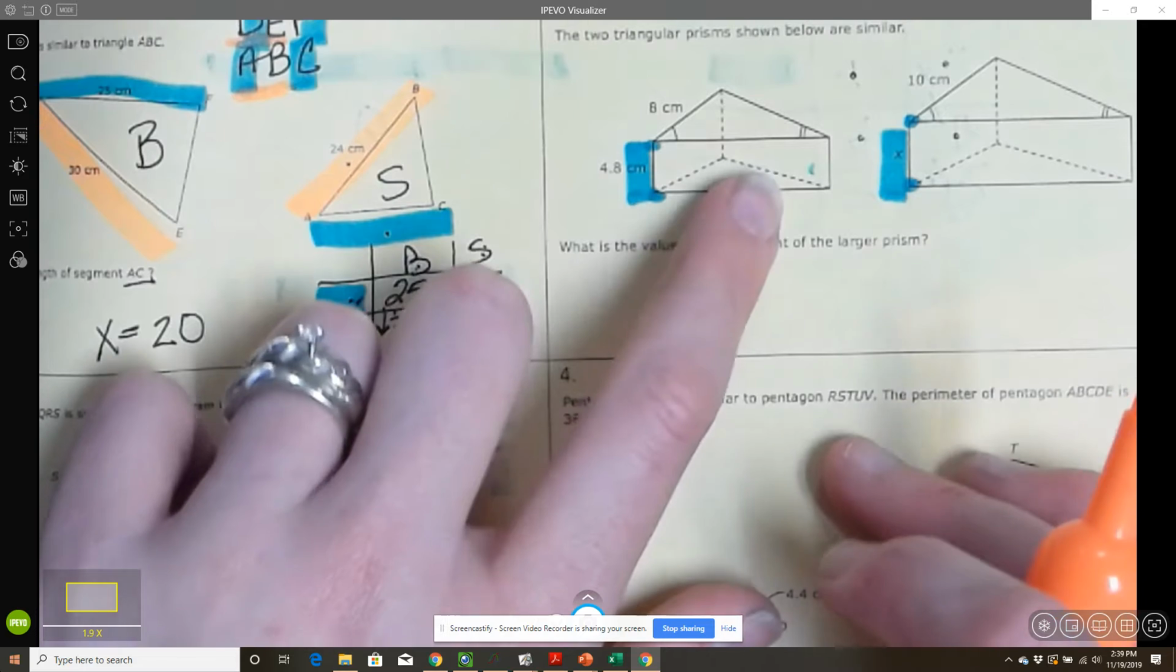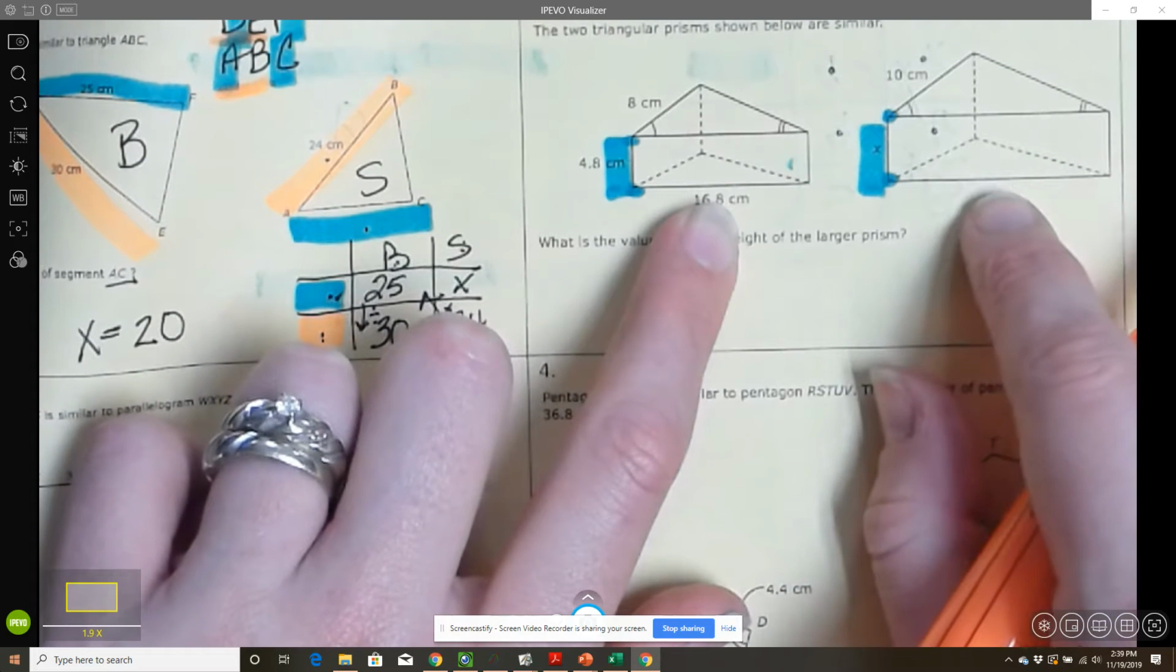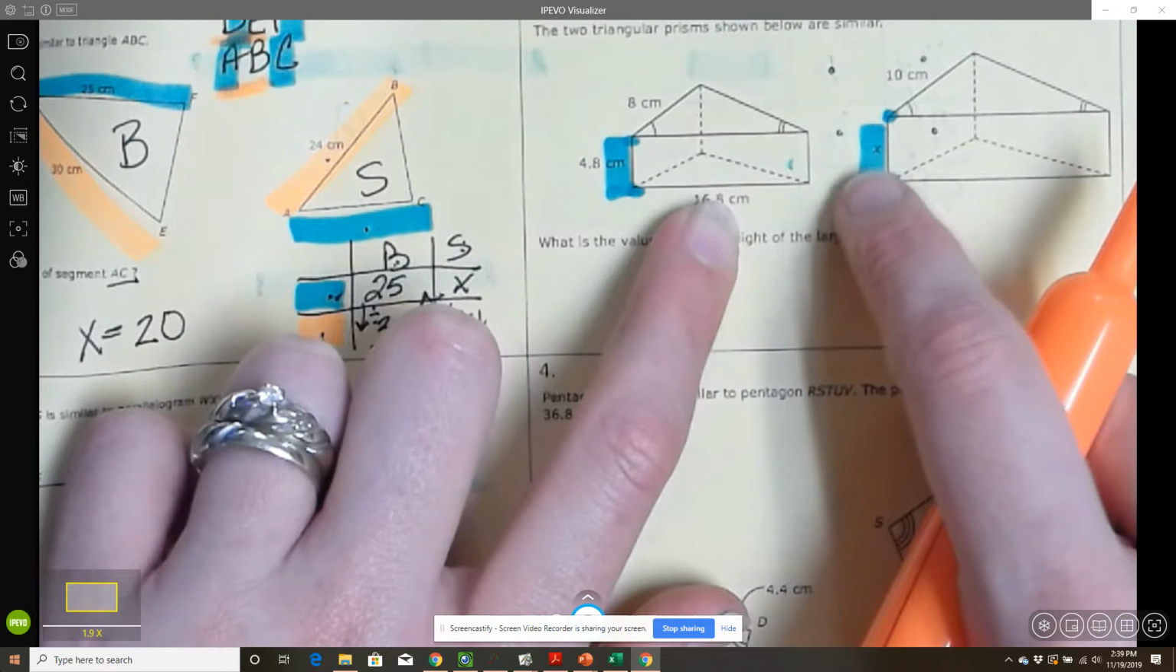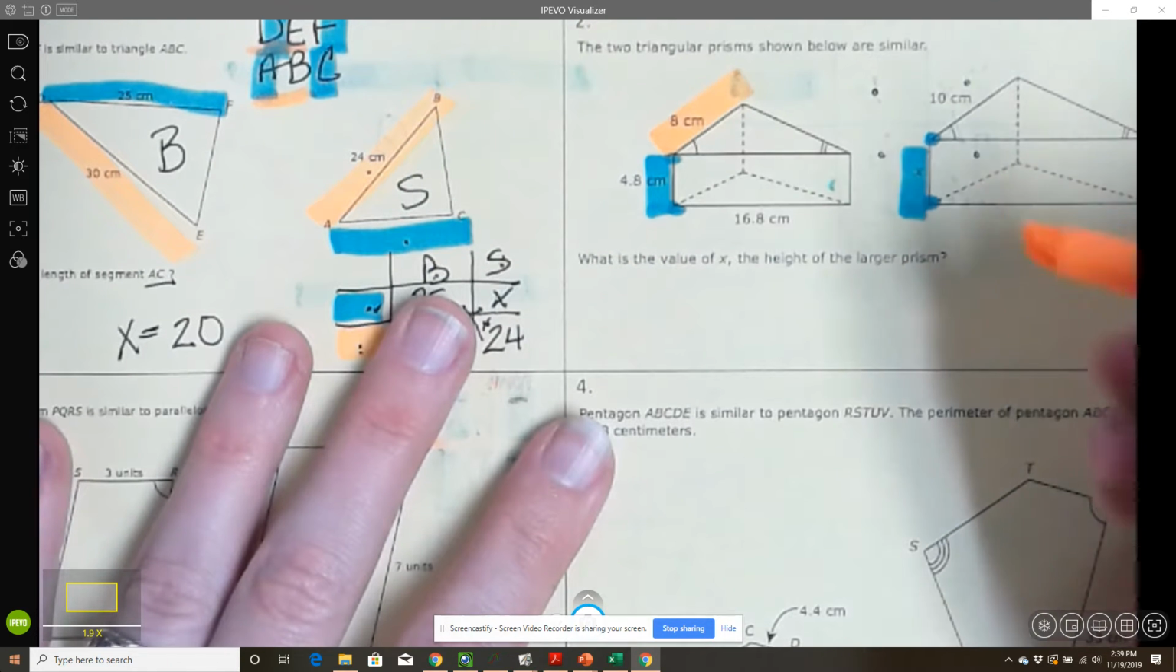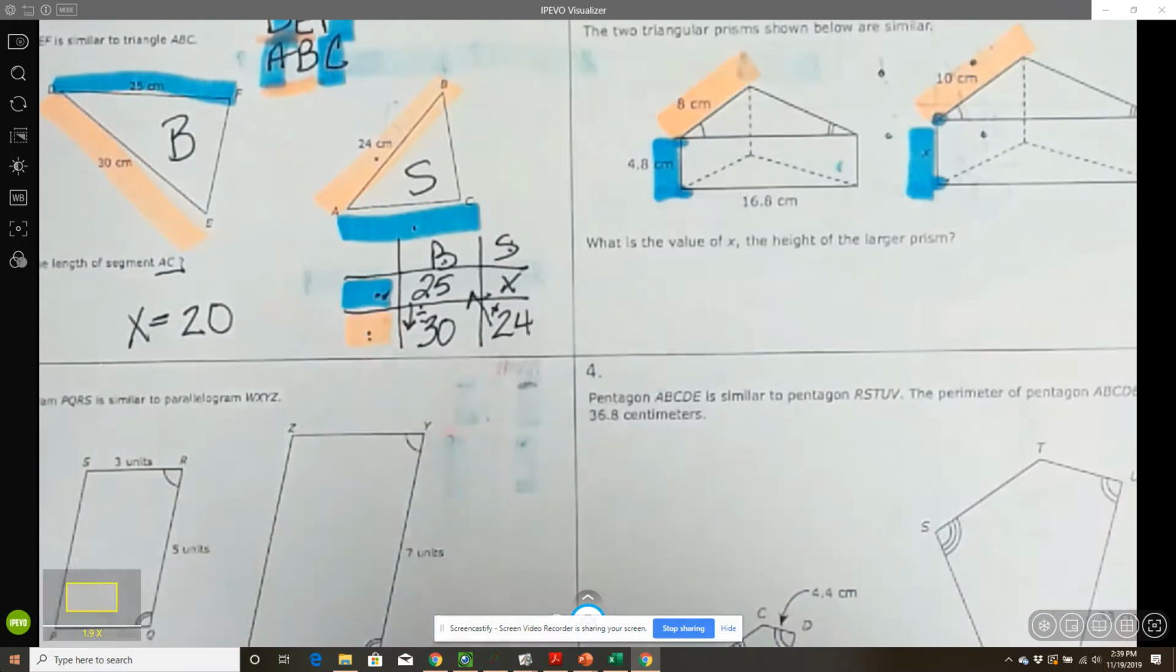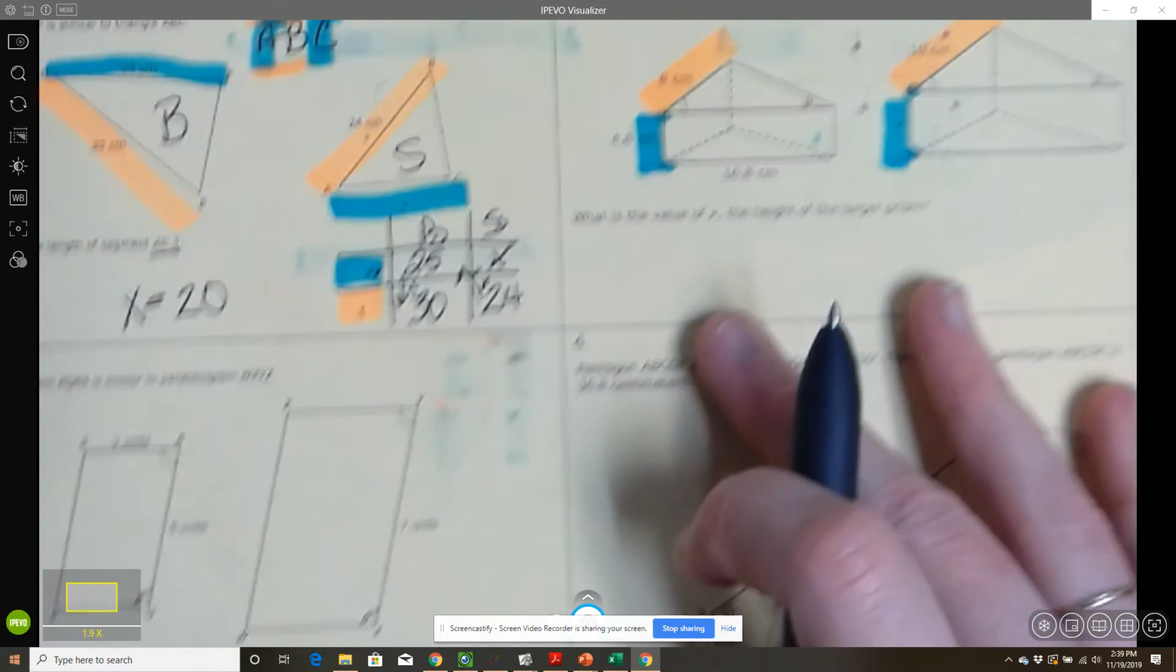And then I can't use this 16.8 because there's no number here. I can only have one unknown when solving a proportion. So I have to use this side labeled 8. And that matches up with this one labeled 10. Okay.